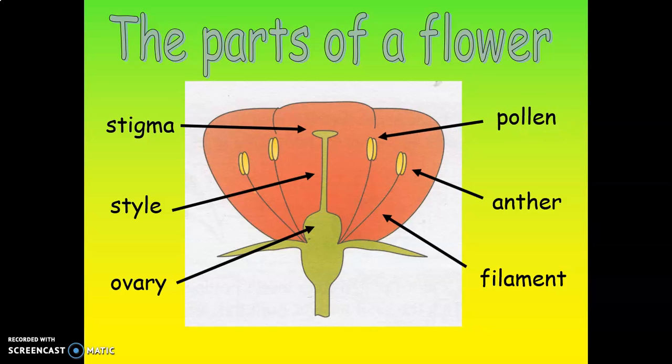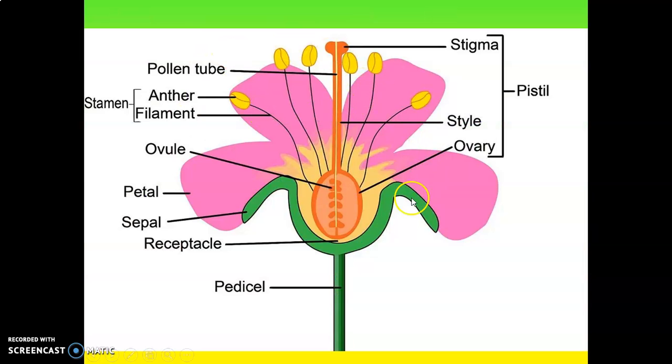the stamen. Now, this is the picture that I showed you earlier with the more parts of the flower that you're responsible to know. So again, this middle part, the orange part, is the pistil of the flower, and you can also call it the carpel. And the pistil again is made up of the stigma, which is the sticky part, the style, and the ovary. And you see here inside the ovary we have ovules. You see the word ovules.